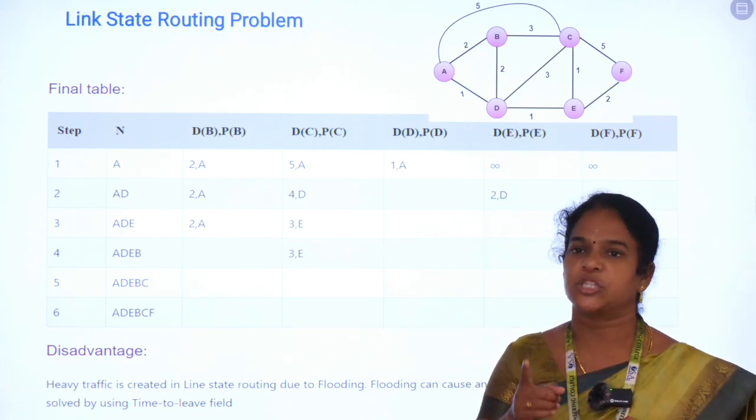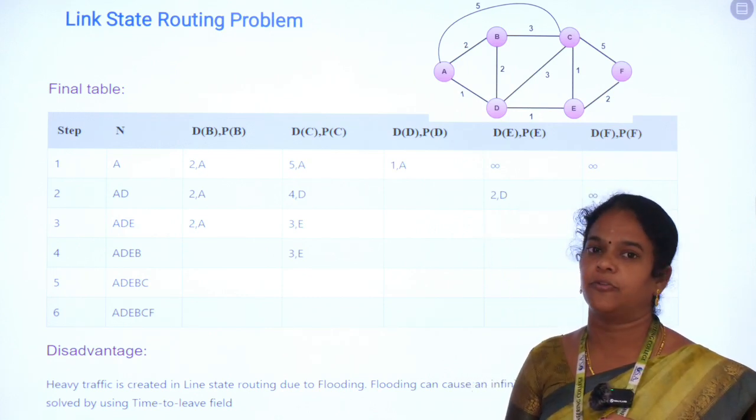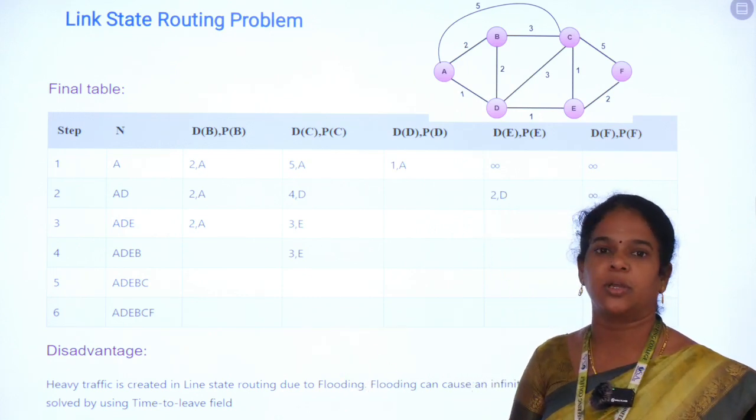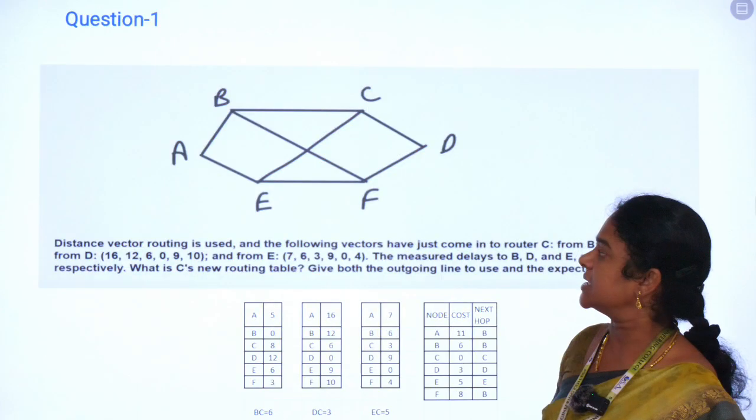In this one, first one is the distance vector routing problem. It's called the Bellman-Ford algorithm. Link state routing is called the Dijkstra algorithm. Okay, so that is the questions.